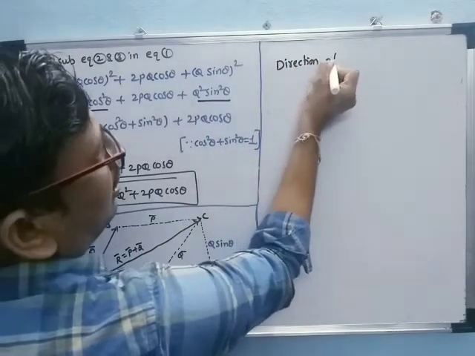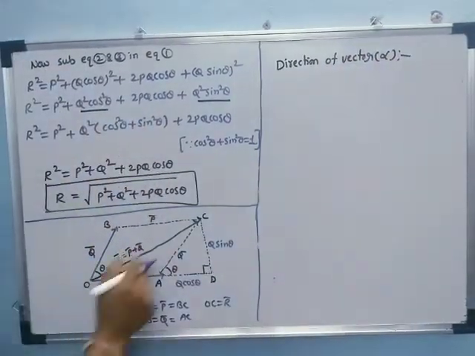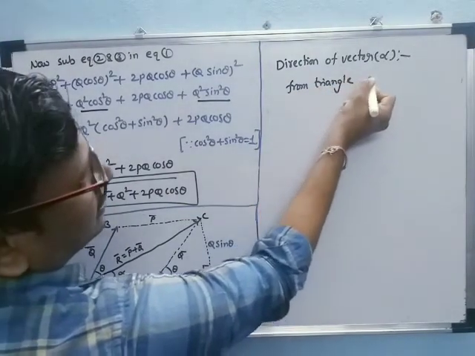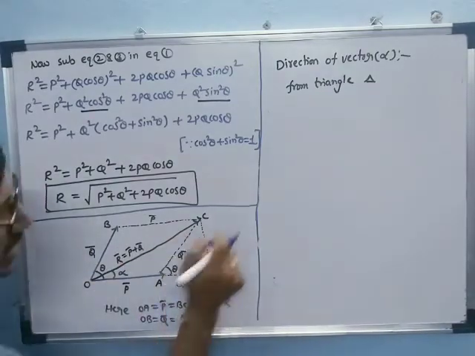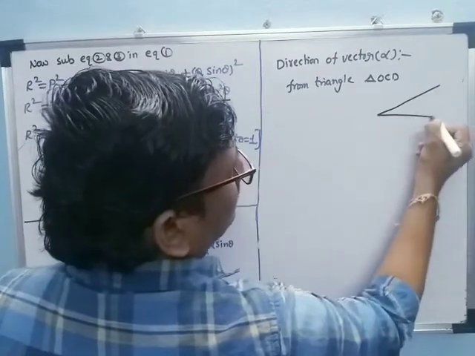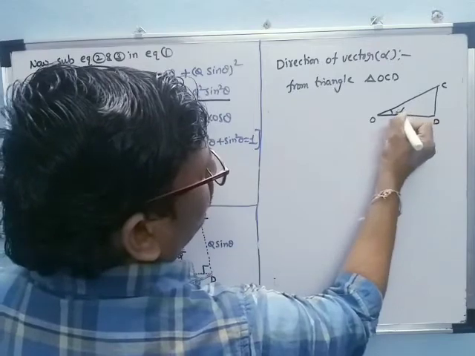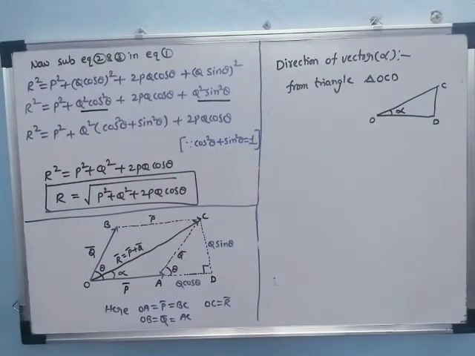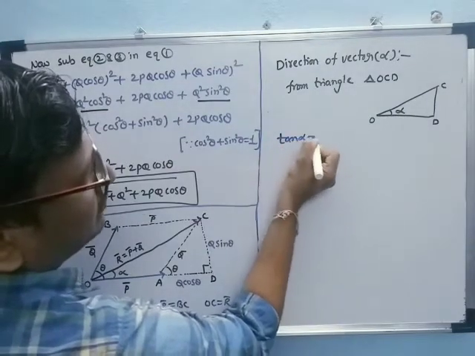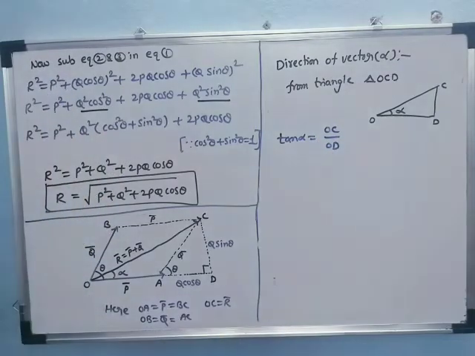The direction of the vector is denoted by alpha. From the triangle OCD, this is the O point, here the C point, here the D point. The angle is alpha. Now apply tan alpha. Tan alpha is nothing but opposite by adjacent side, OC by OD.